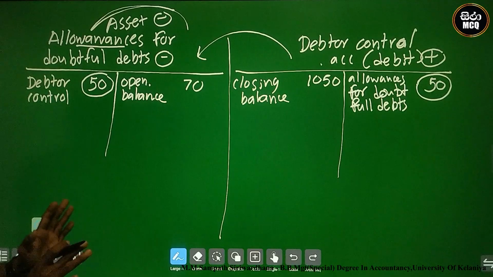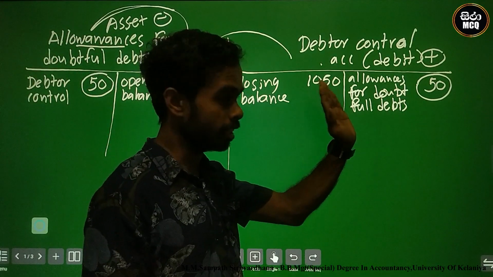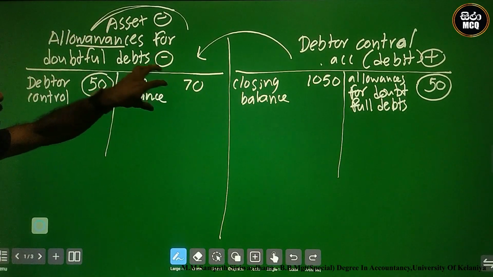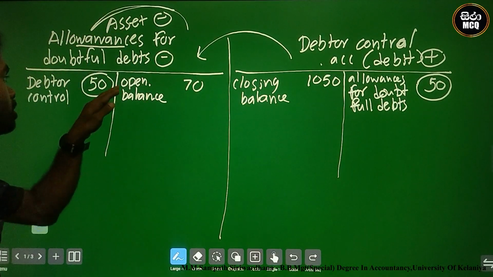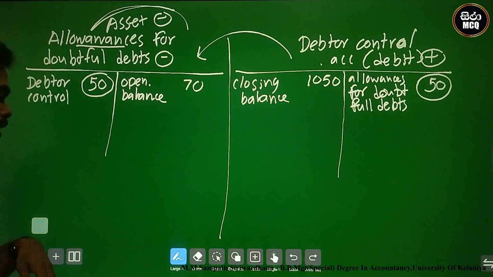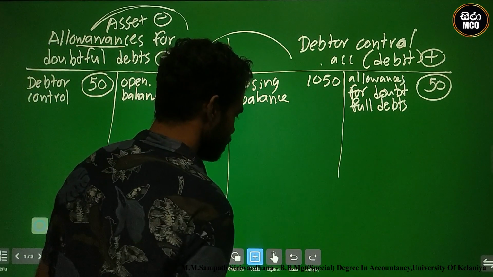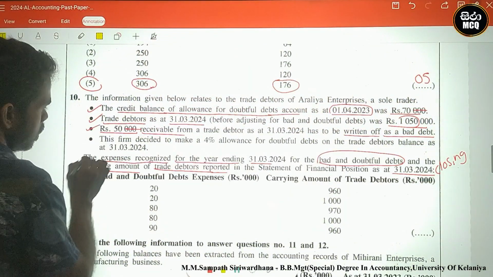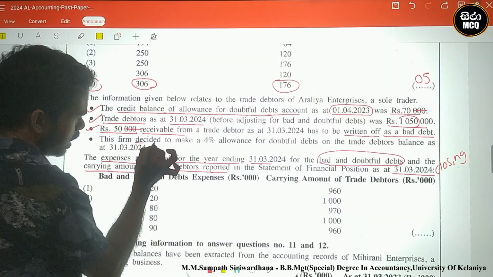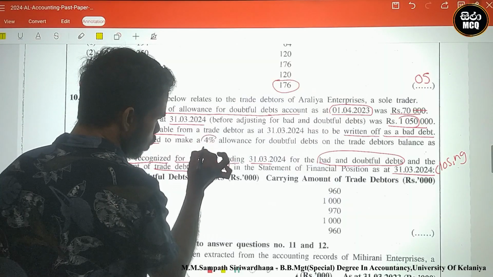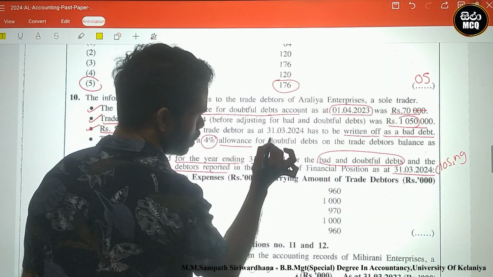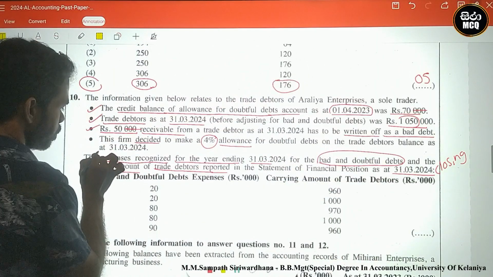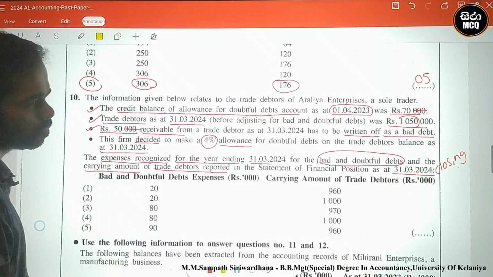Okay, and this is the double entry. There is elimination of debtor control account credit. This time allowances is used for doubtful debts, debit to allowances for doubtful debts account. What is the third information? Look here. This firm decided to make 4% allowances for the doubtful debts on the trade debtors balance as at 31st March 2024.